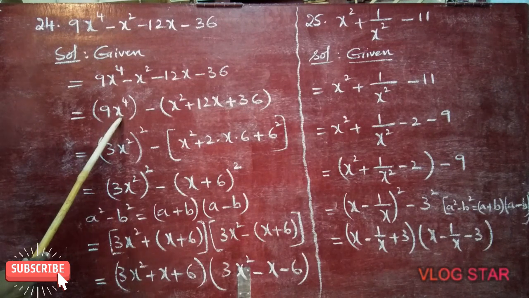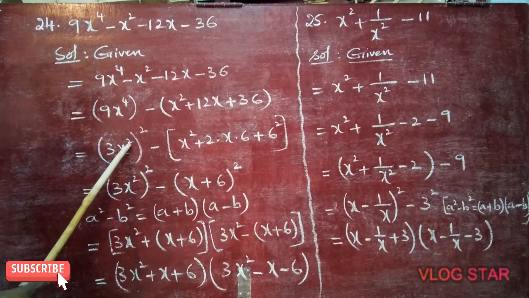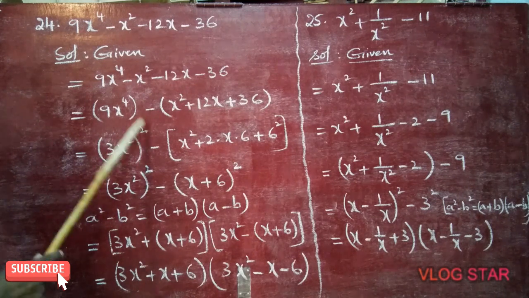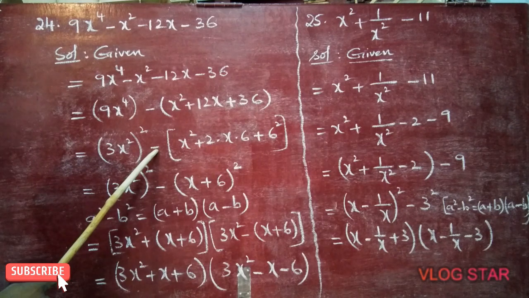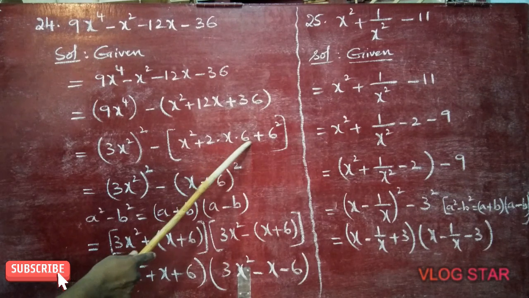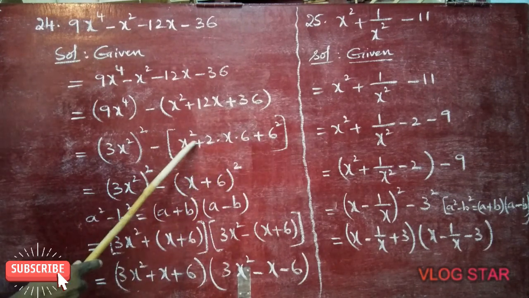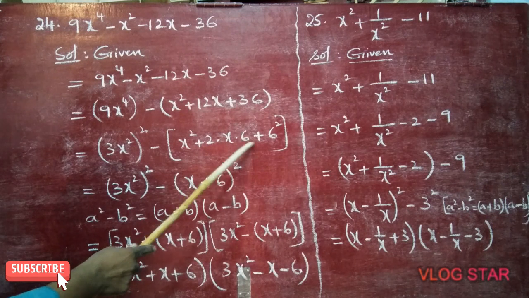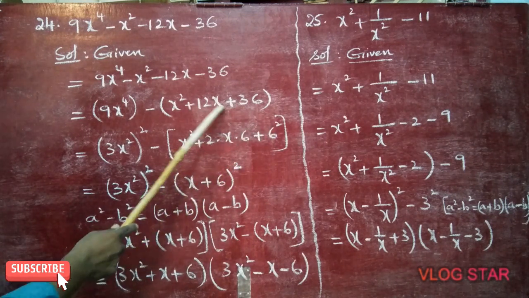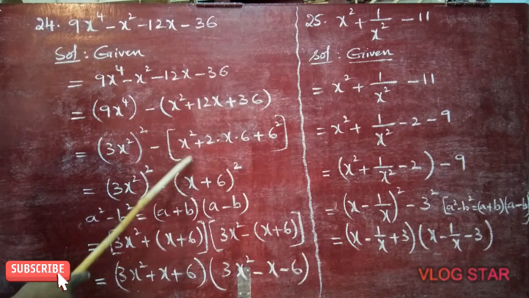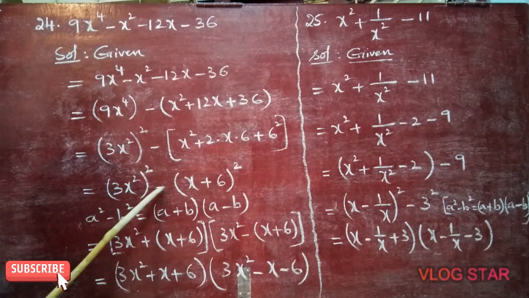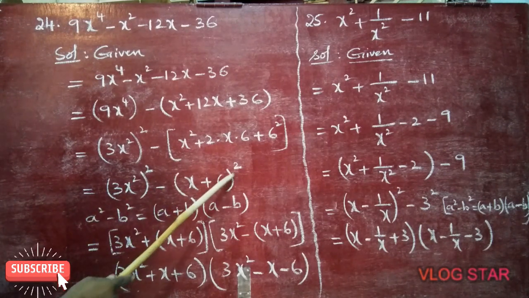Now I am writing 9x to the power of 4 as (3x square) whole square. 3 threes are 9, and (x square) whole square means x to the power of 4. Now the bracket is in the form of a square plus 2ab plus b square: x square plus 2 into x into 6 plus 6 square. 36 we can write as 6 square, and 2ab is 2 sixes are 12x. So it is in the formula of (x plus 6) whole square. So (3x square) whole square minus (x plus 6) whole square.